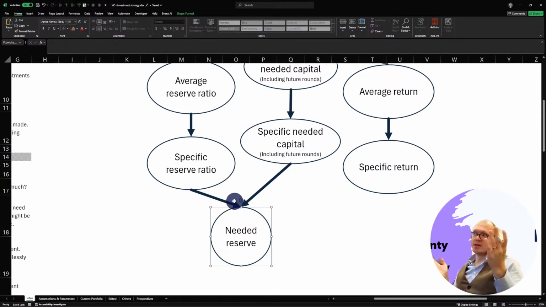Or maybe it's a matter of the fact that the investment required for the second round is simply just much, much smaller. So these are all things that we could consider and play around with, and that is what we'll start to do now.